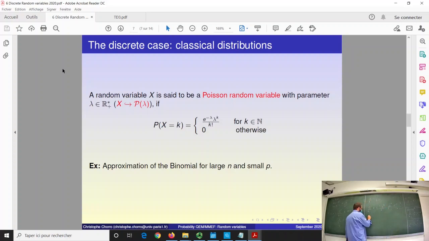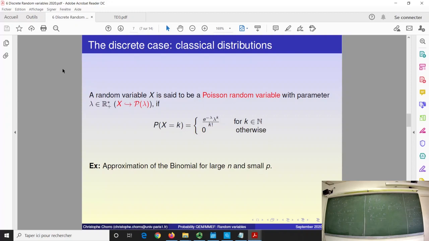So I can write it as the sum from k equal to 0 to plus infinity. I change my index: exponential minus lambda to the power k plus 1 over k factorial. I change k minus 1 into k. I do a translation of my indexes in order to obtain this sum here.